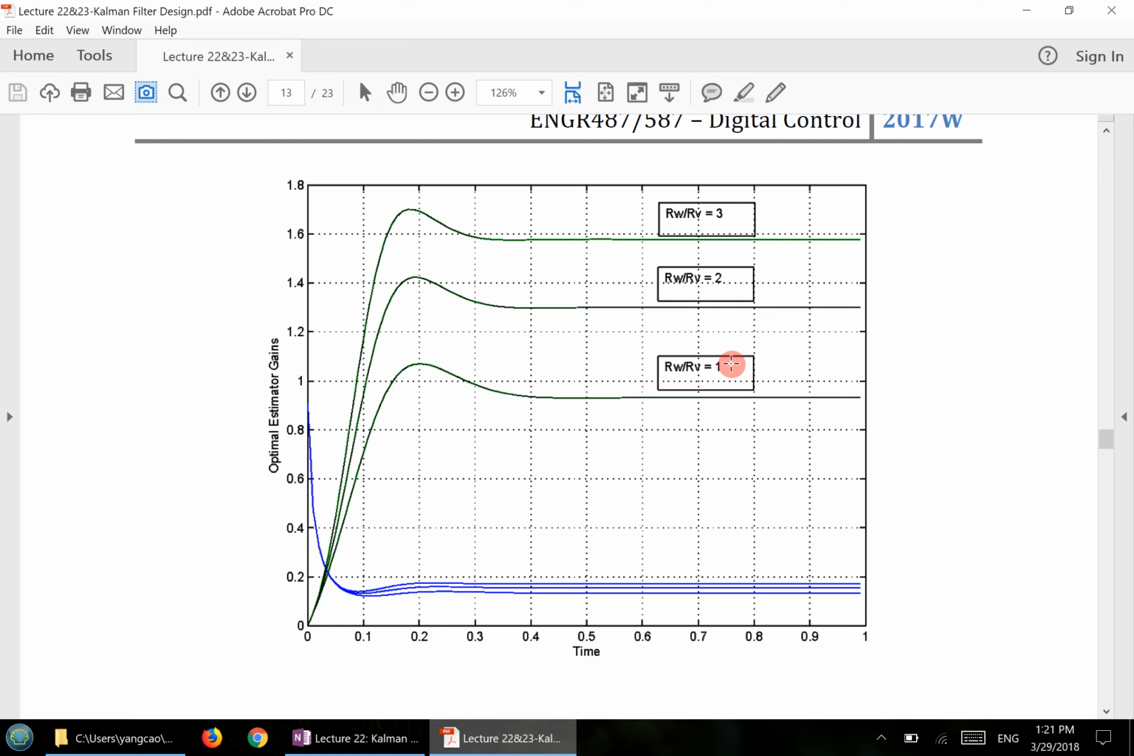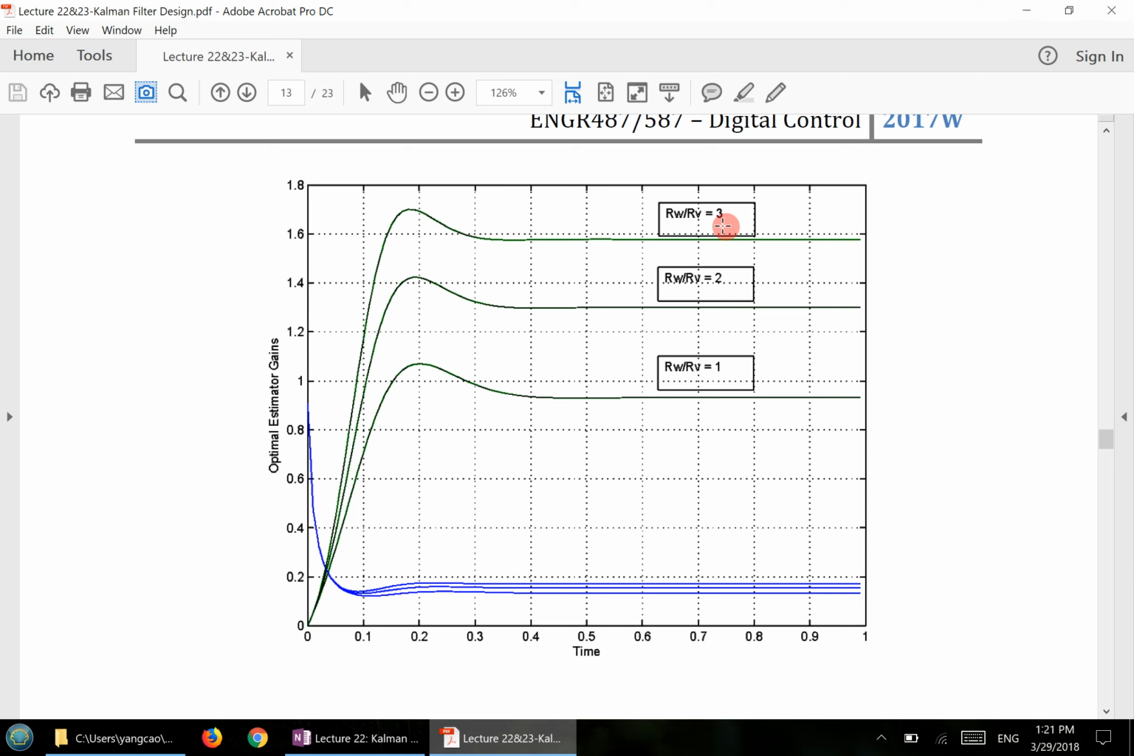Okay. Now, if the ratio increases, let's say even 10 or more, what does that mean when this is a bigger number? Which noise has more variance now? If this is a bigger number, RW must be bigger, right? So the process noise will have bigger variance now, bigger noise, if this number is big.